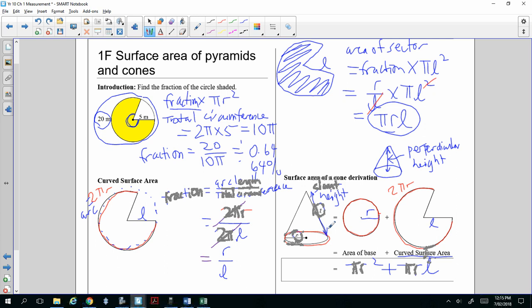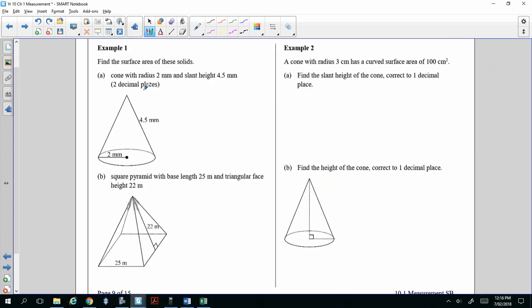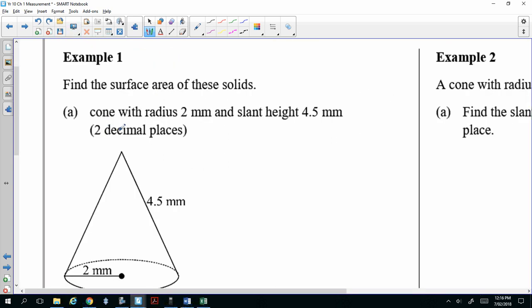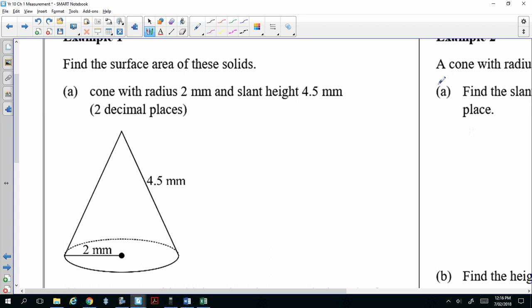Let's go to the next page. Okay. We're going to use this example. Find the surface area of these solids. Okay. Now, cone with a radius of 2 millimeters and height of 4.5. Oh, that's a slant height. Okay, easy. L, R, right?